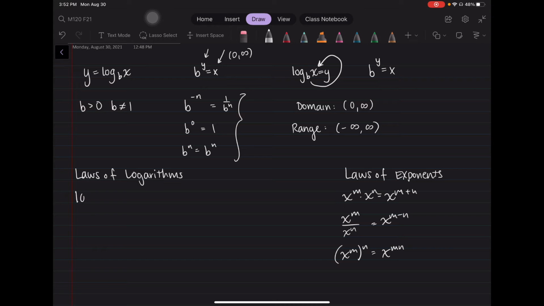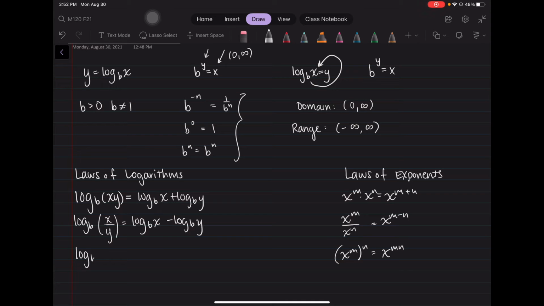Now, logarithm base b of that multiplication can be separated into addition. Log base b of x plus log base b of y. The logarithm quotient can be separated into subtraction. And the logarithm exponent can be written as multiplication of the exponent times the logarithmic expression.